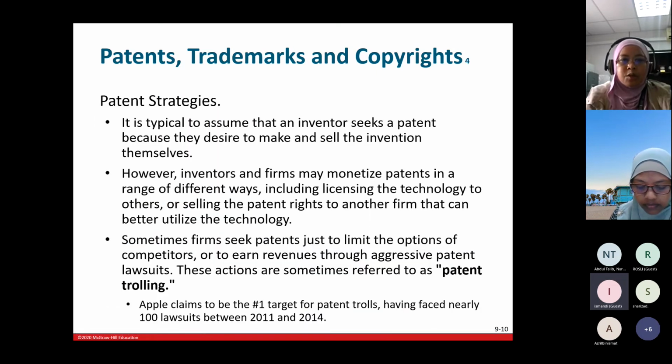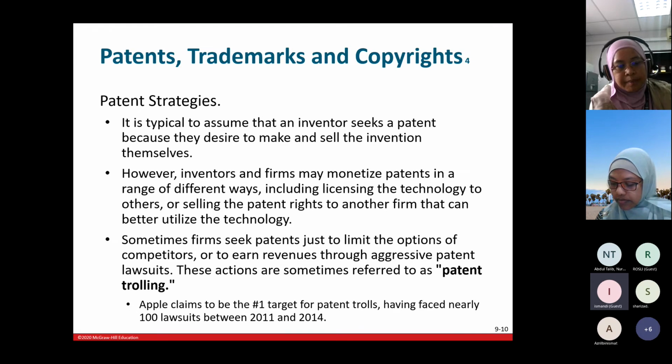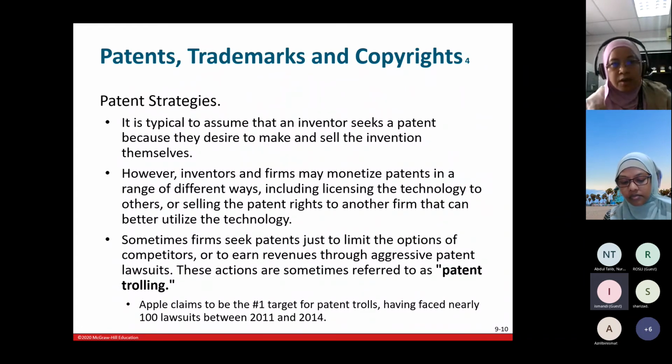from somewhere else. So, patent strategy: it is typical to assume that an inventor seeks a patent because they desire to make and sell the invention themselves. So when you make it protected, people cannot steal it. That's why we heard some issues about Shell Out last time. Some people say that Shell Out belongs to us. Some people say that Shell Out is just a concept. Some people say that Shell Out is actually our trademark. You see, those kinds of things can be protected if the company has already registered the patent.